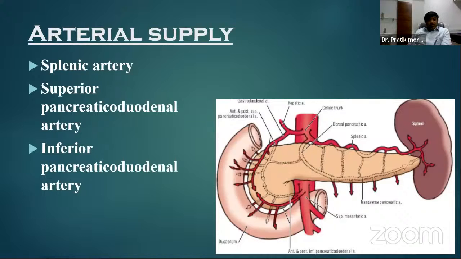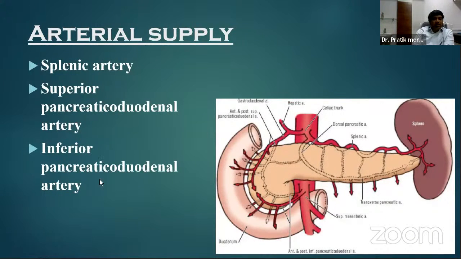Splenic artery is the largest branch of the celiac trunk. So it supplies a major part of the pancreas, and along with that, superior pancreaticoduodenal artery and inferior pancreaticoduodenal artery. This superior pancreaticoduodenal artery is a branch of gastroduodenal artery, which is a branch of hepatic artery, and hepatic artery is a branch of celiac trunk again.